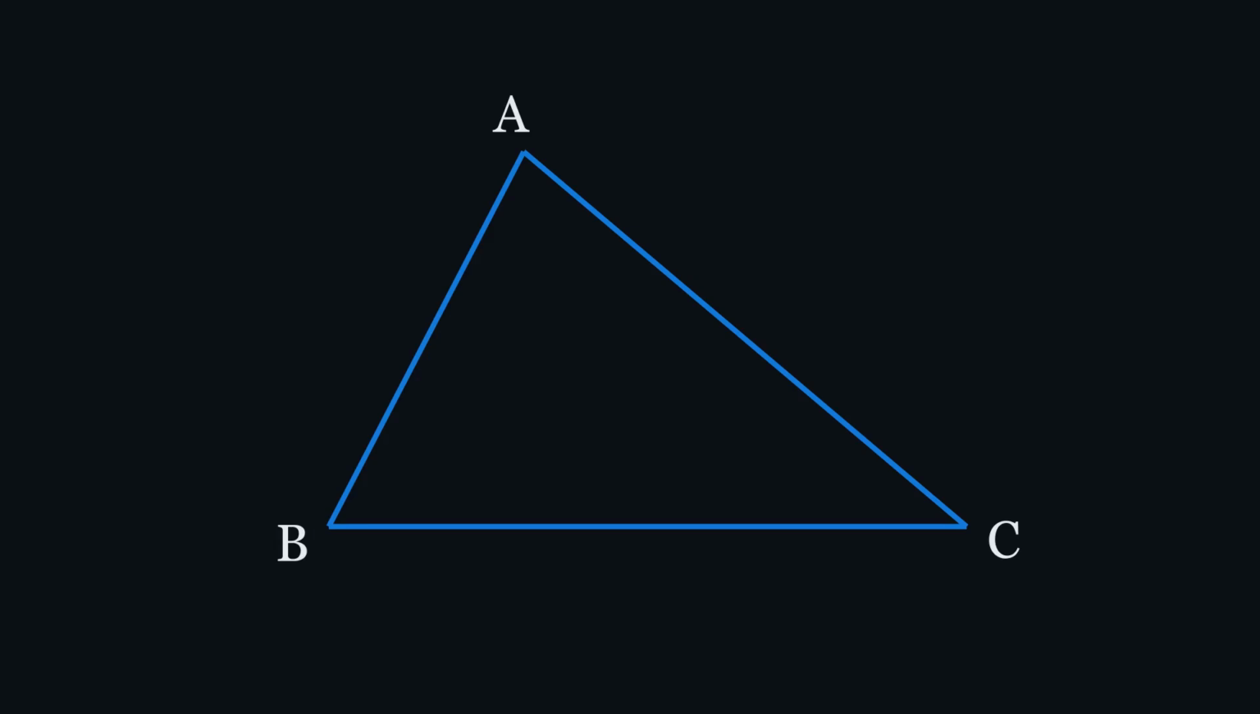Now we're going to build two special lines inside it, just two. The first one comes from the top corner, A. The second one comes from the bottom edge, BC. And where those two lines cross, we'll get a single point, and that point is going to be the engine of the whole proof. Everything hangs off of it.